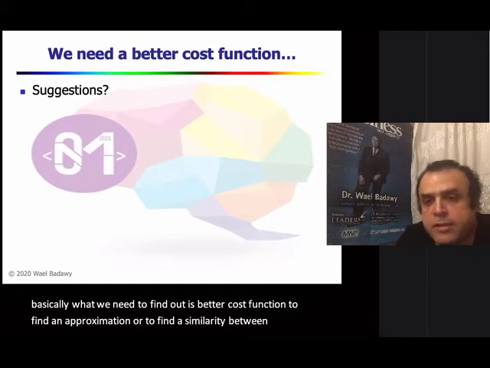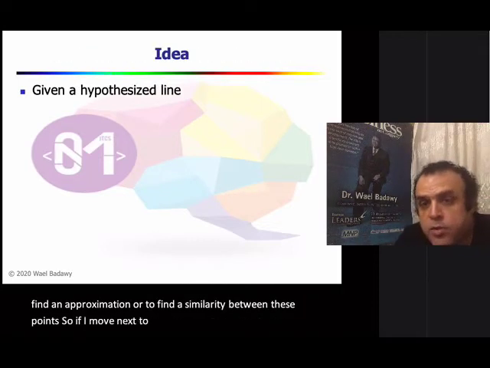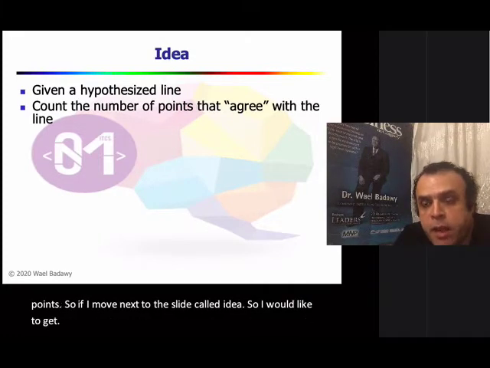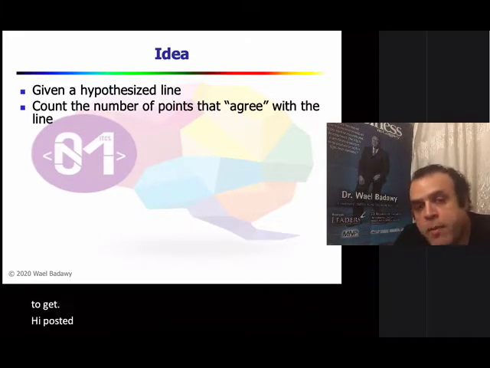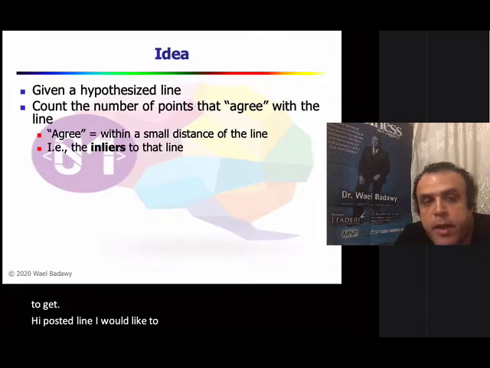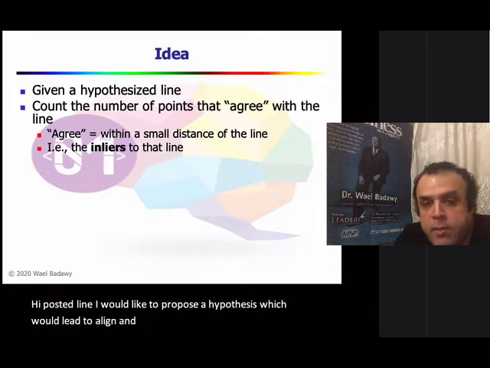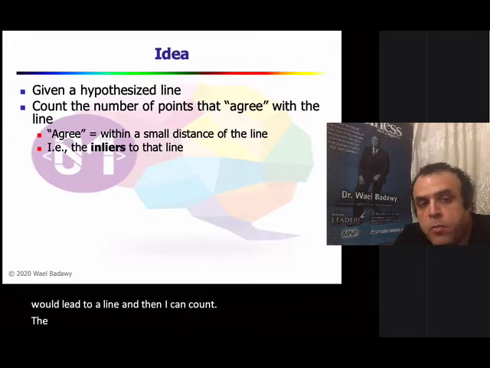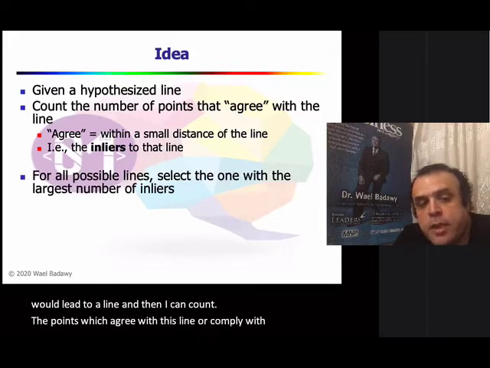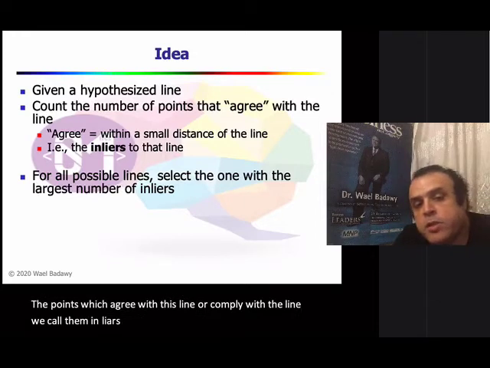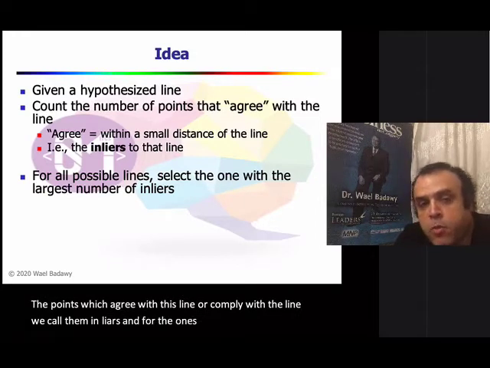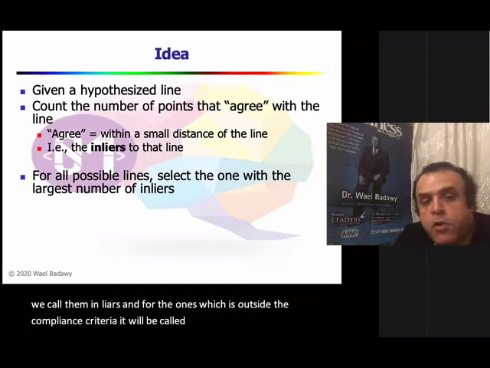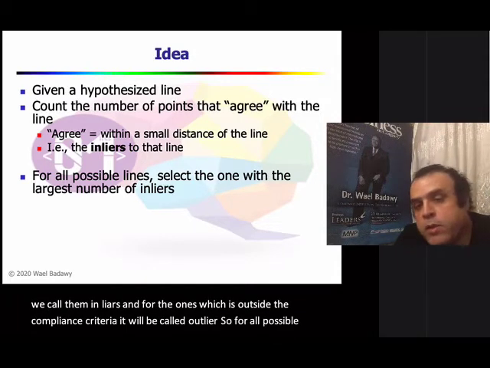If I move next to the slide called idea, I would like to propose a hypothesis which would lead to a line, and then I can count the points which agree with this line or comply with the line. We call them inliers, and the ones outside the compliance criteria will be called outliers. So for all possible lines, I can select the one with the largest number.